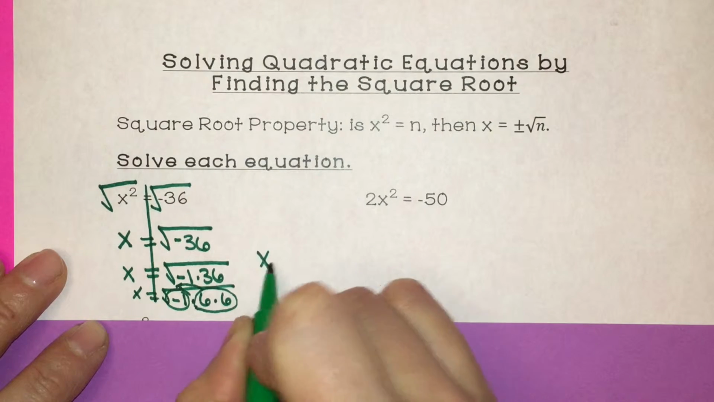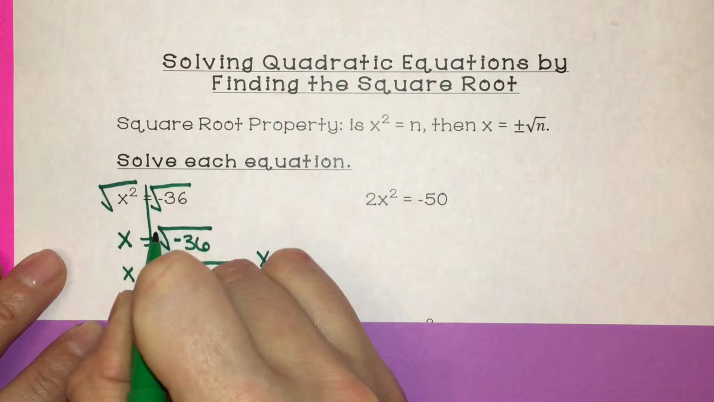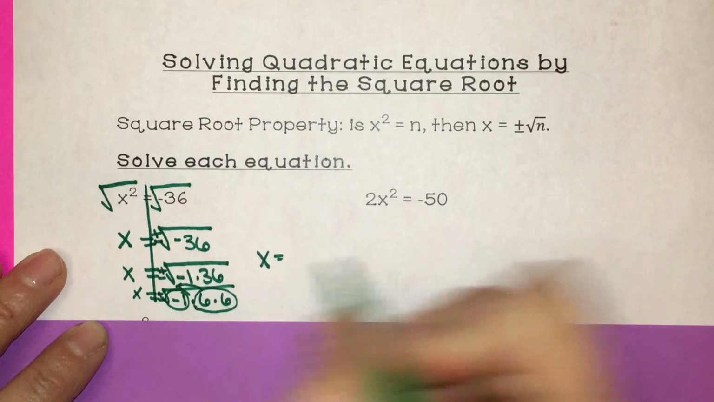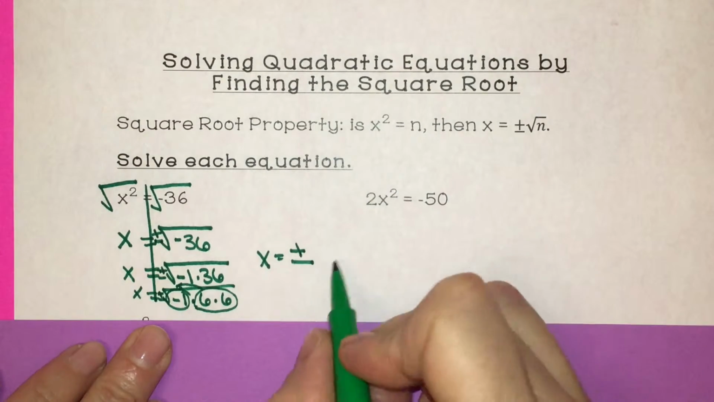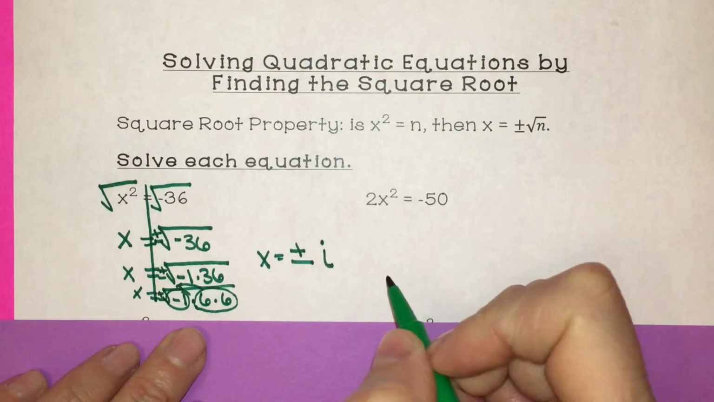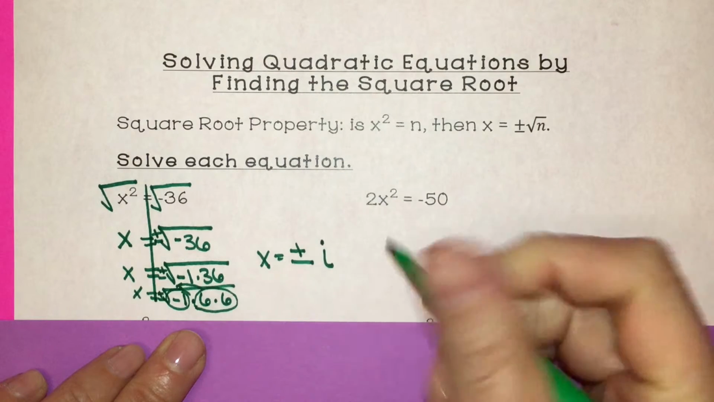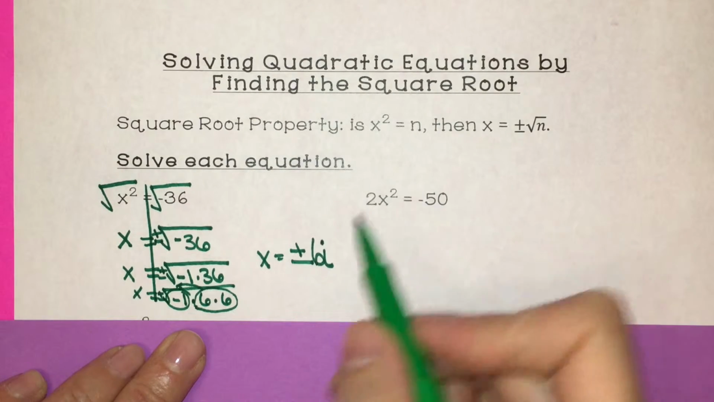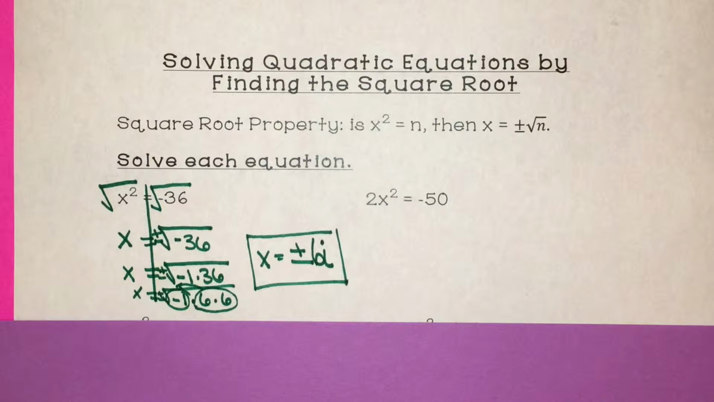So this is x equals, and because we took the square root, I forgot to put that plus or minus in front of it. Positive or negative, the square root of negative 1 is i, and the square root of 36 is 6 times 6. So we have plus or minus 6i. That's what x is equal to.